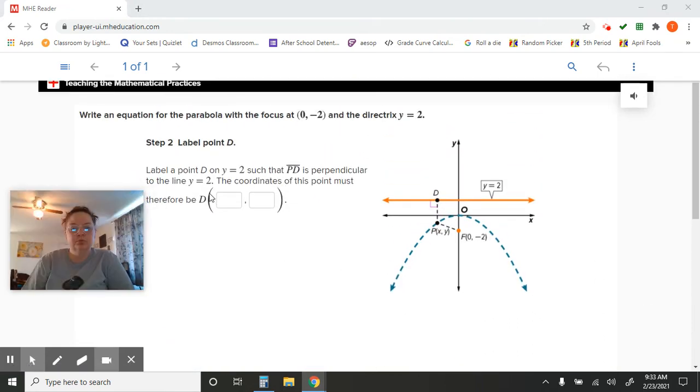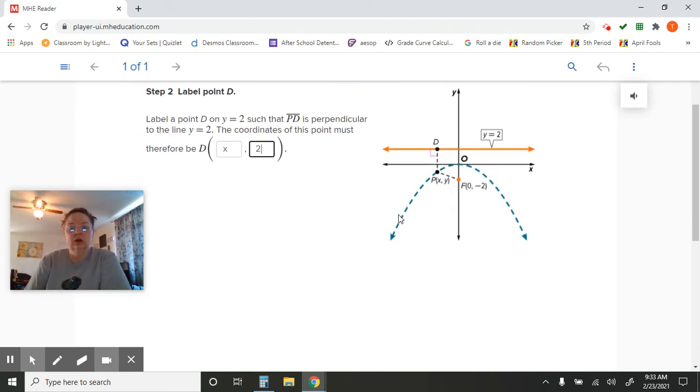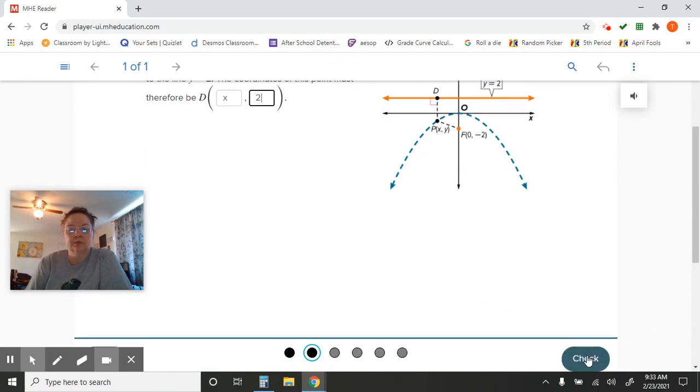Next, we're going to label a point D on y equals 2 such that PD is perpendicular to the line y equals 2. The coordinates of this point must therefore be (x, 2). Again, we don't know what x is, but we know that it is 2 up from our x-axis here.